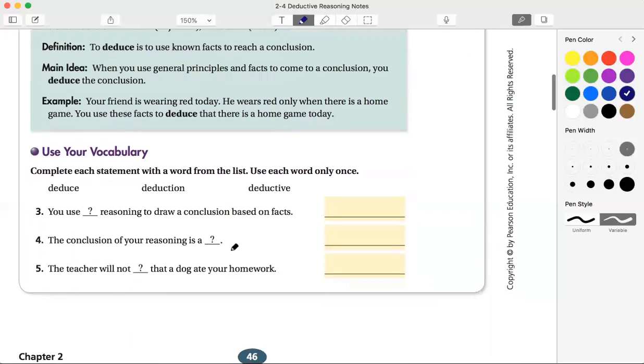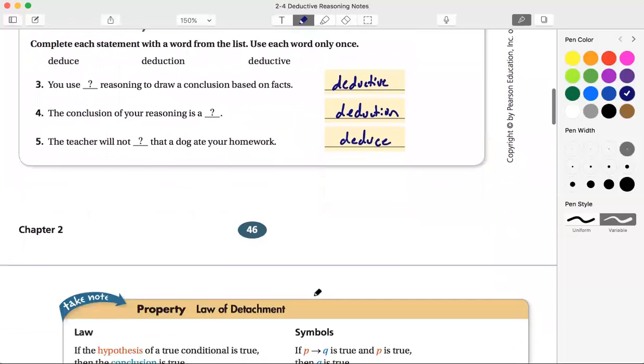Okay, so let's use our vocabulary in sentences. You use blank reasoning to draw conclusions based on facts. So we use deductive reasoning. The conclusion of your reasoning is a deduction. The teacher will not deduce that a dog ate your homework.